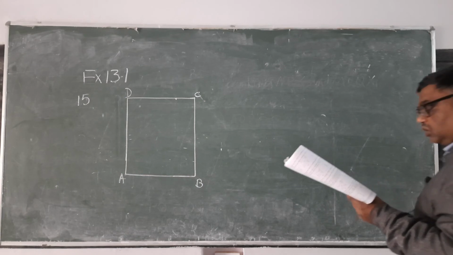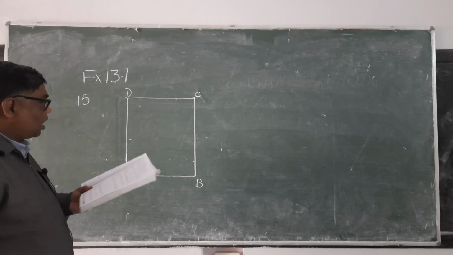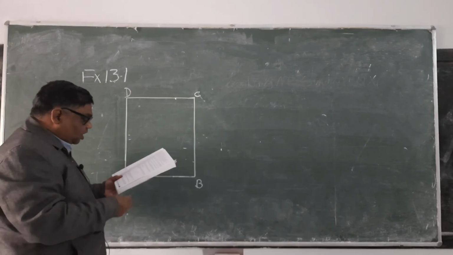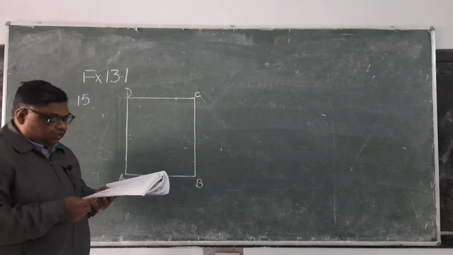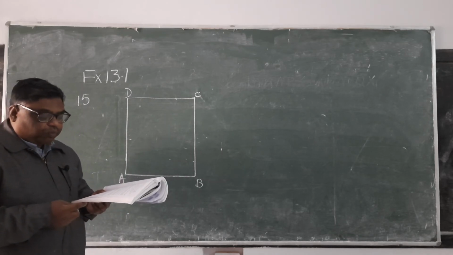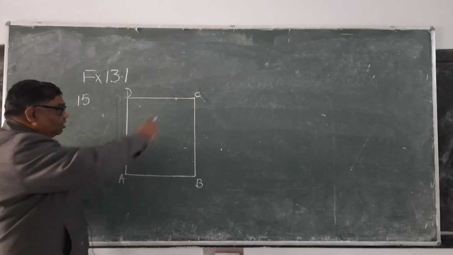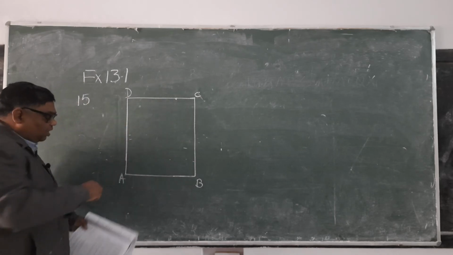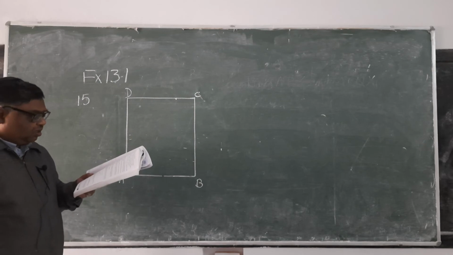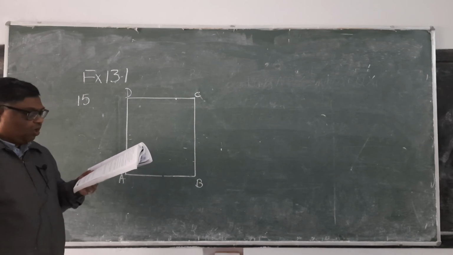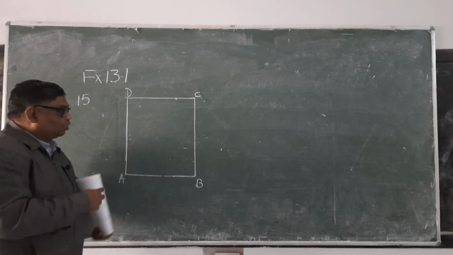Now you can see question number 15. ABCD is a square, A is joined to P on BC. Here P is on BC and D is joined to a point Q on AB. Now see here. Here P point is on BC and Q point is on AB. AB means here. Prove that AP and DQ are perpendicular to each other, if AP equals DQ. AP equals DQ is given.